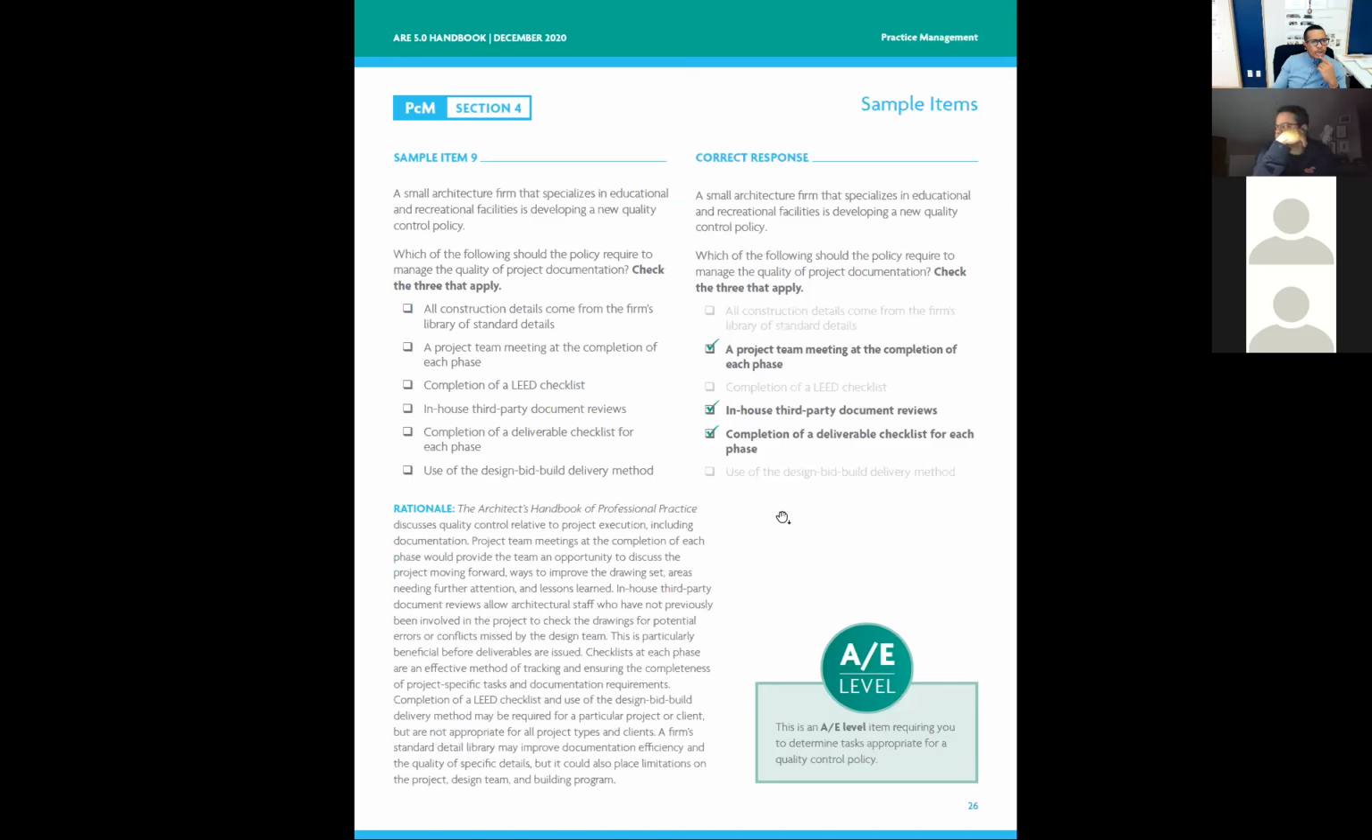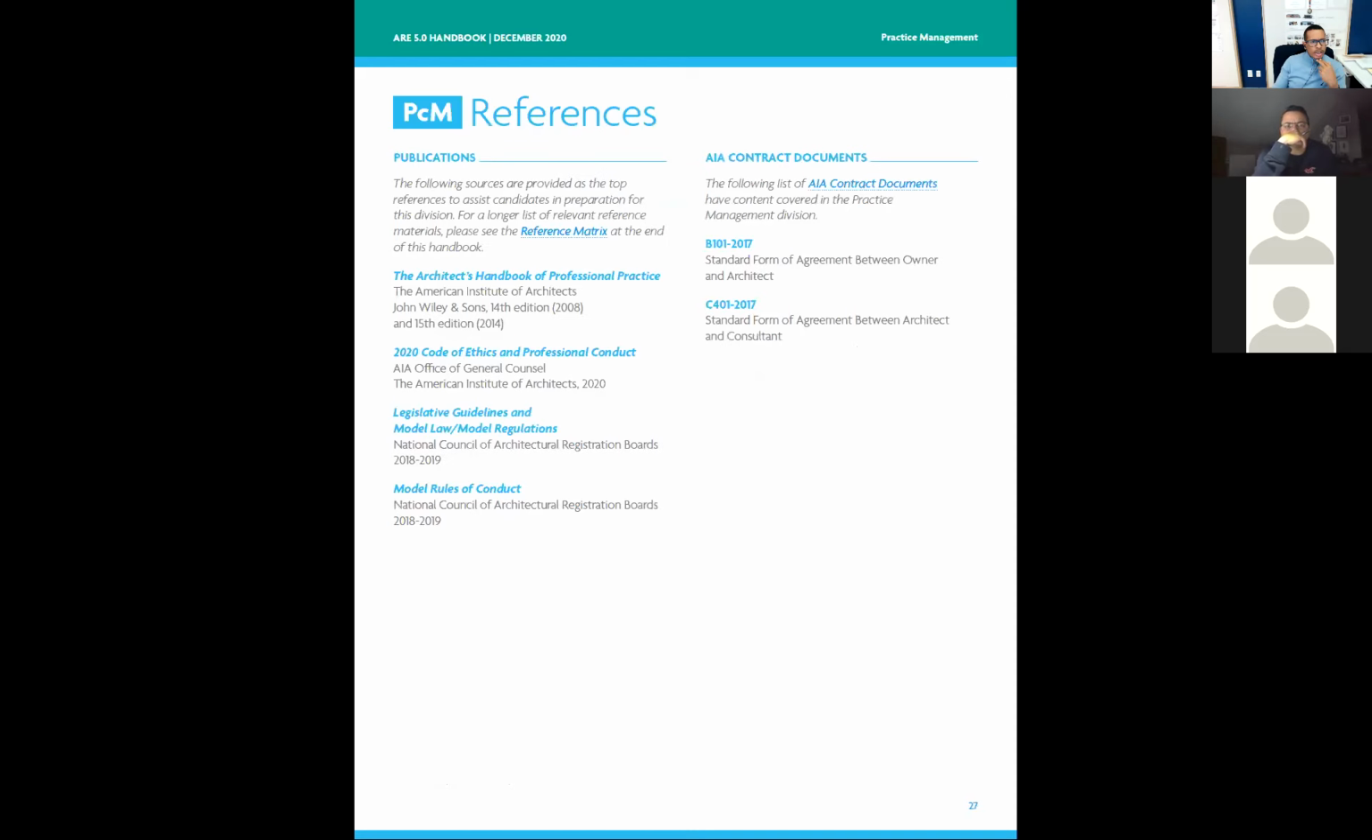When do we do quality control checks and things like that, right? At the end, by a third party. There's a whole section on that. And this shows you the different books that are referenced by the ARE 5.0 handbook, the things that they recommend you study. And to be honest, with that alone, you're good.